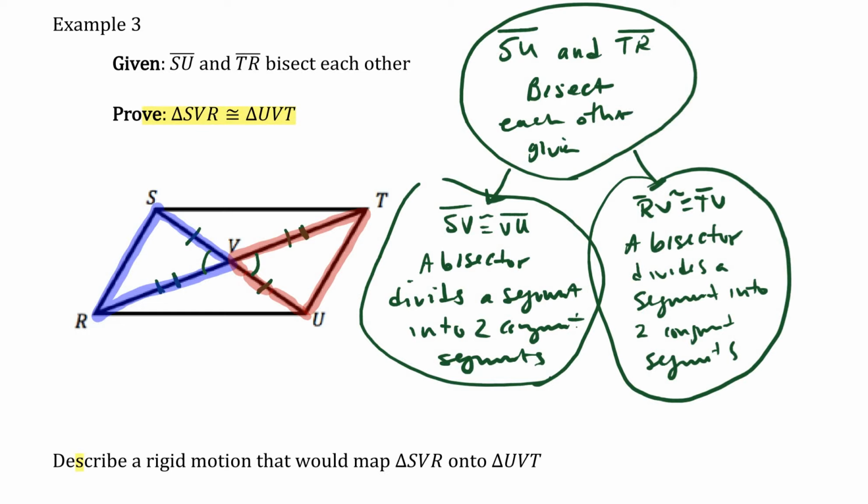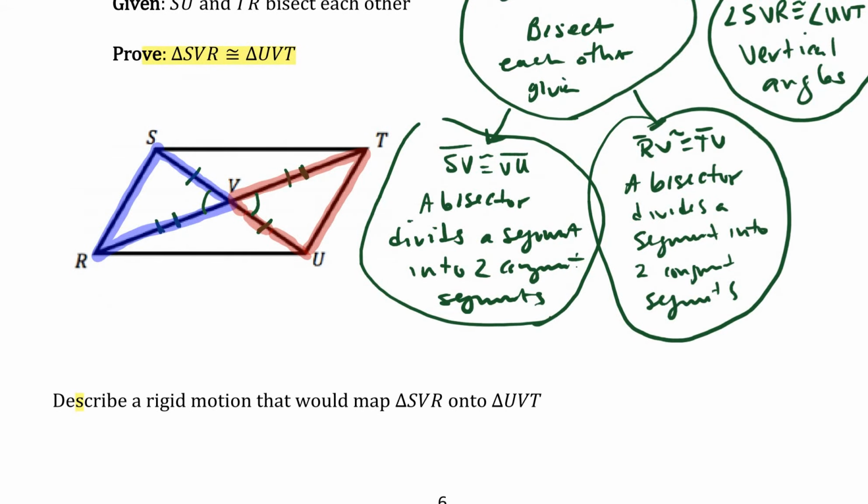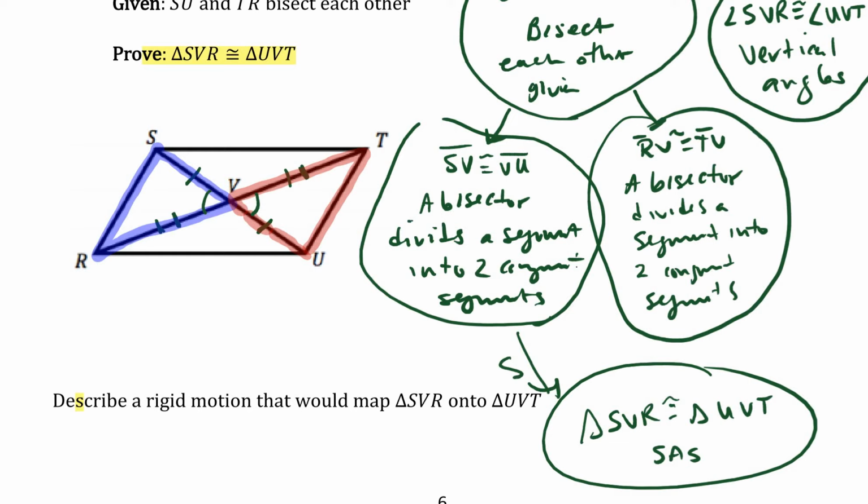The last thing I was able to state was that the 2 angles in the middle were congruent. So I can say that angle SVR is congruent to angle UVT because of vertical angles. So now I know that those 3 pieces of information tell us that triangle SVR is congruent to triangle UVT by side angle side. This was a set of sides, this was a set of sides, and this was a set of angles.